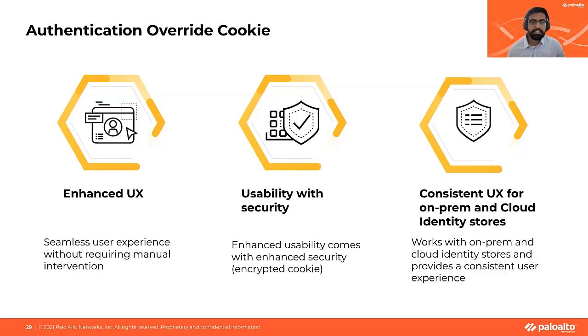Number three, consistent user experience for on-prem and cloud identity stores. Users' credentials need not be saved on the endpoint to provide a seamless user experience. The authentication override cookie works with username password-based authentication standards like LDAP, RSA, Radius, SAML. And whether it is your on-prem or cloud identity store, the authentication override cookie can be used to provide this seamless user experience agnostic of your identity store.